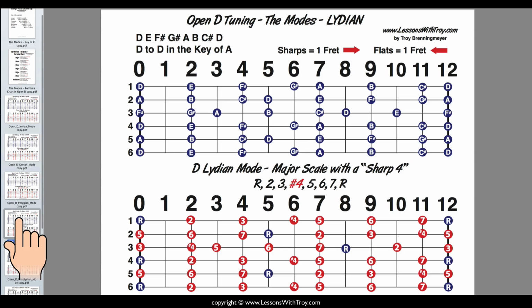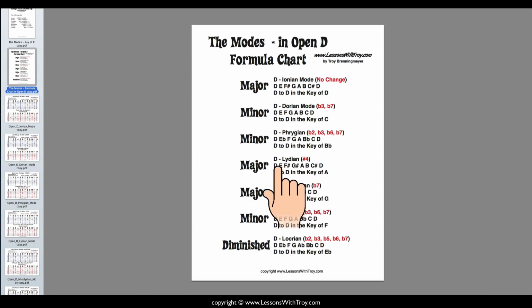Let me show you what a Lydian mode would sound like. The difference, let's go back to our formula chart, between a Lydian mode and an Ionian mode is just one note. We're sharpening the fourth note of our scale, of a D major scale. So basically, if you take the D major scale as your foundation, see how I have in red here these are the alterations to that scale that give you the sound of this mode.